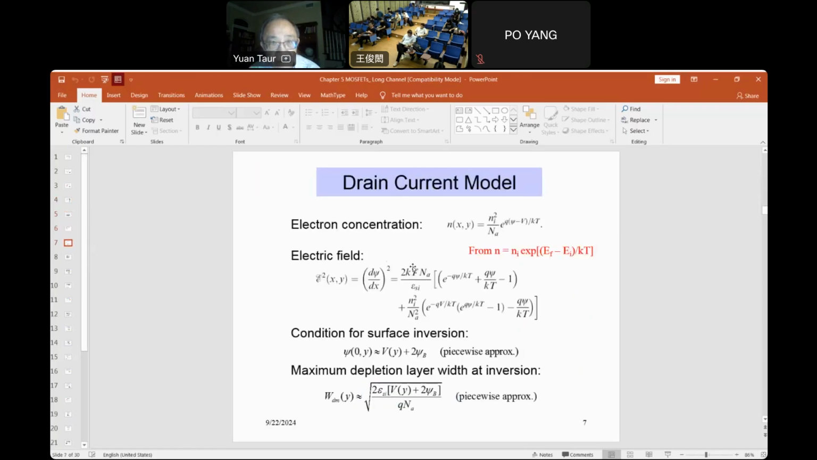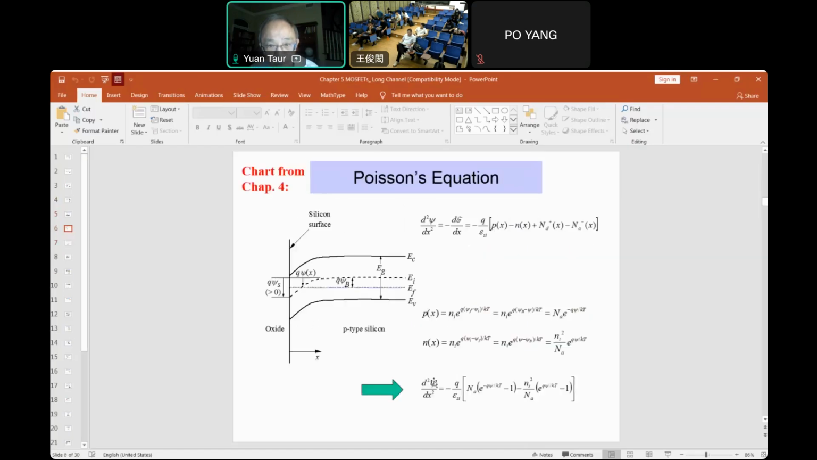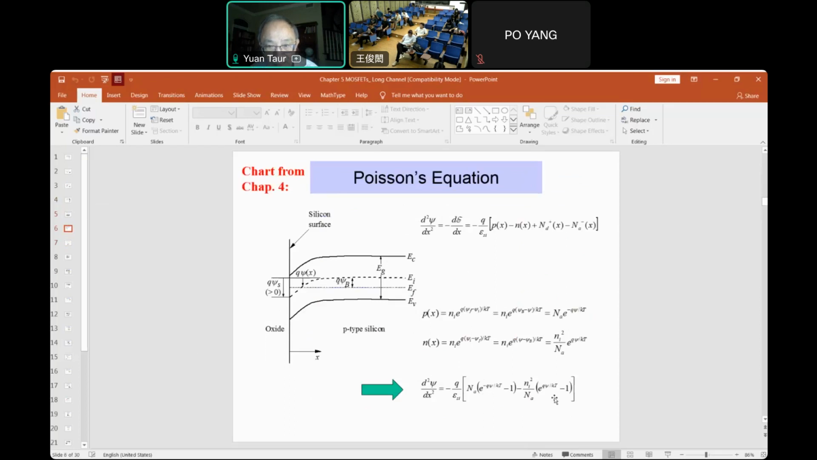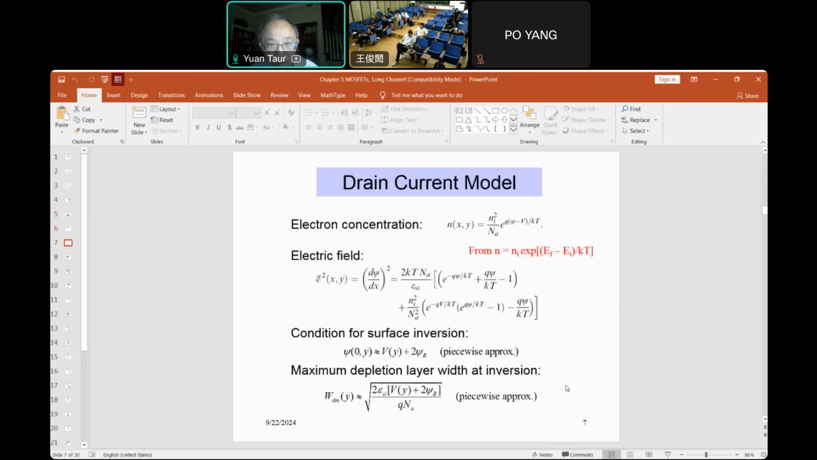Okay. And also, in chapter 4, we have the electric field. You recall that by one integration of the Poisson equation, you can integrate once, but not twice. Integrate once, you get the electric field, or d psi dx. That's shown here, and that's equal to this. The right side is the integration of the charge density.